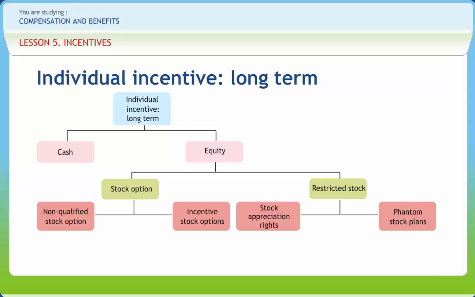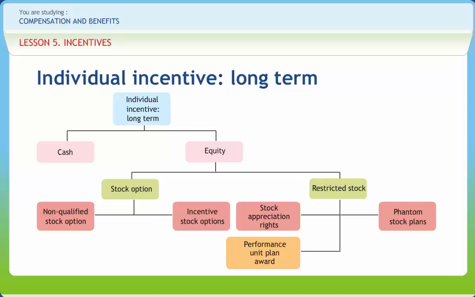SARs entitle the holder to the spread in fair market value between the grant date and the exercise date. Restricted stock units are rarely used by most companies. The holder of the unit is entitled to the spread between the price of the underlying stock on the grant date and the fair market value or formula value of the stock on the settlement date, which is not the vesting date.